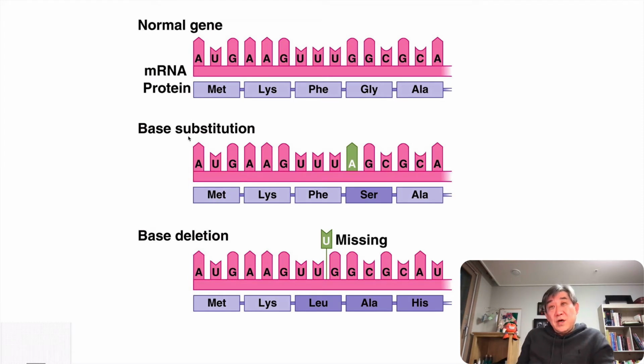Here is one example of a base substitution, one nucleotide A. Originally there was a G, guanine, that has been changed into A. As a consequence, this codon GGC has suddenly changed into AGC, which signifies a different type of amino acid. Now it's a serine instead of a glycine. So this is an example of such a base substitution.